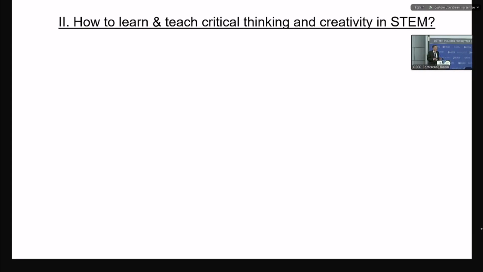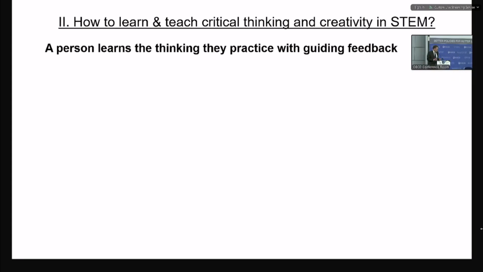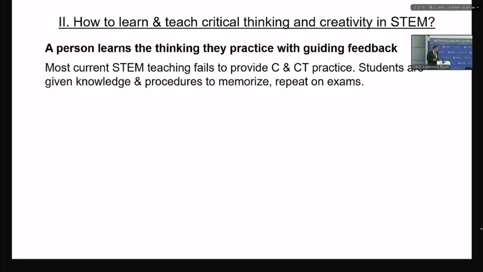So how do you actually go about teaching these things? Well, the first and most important principle of this is the idea that people learn the thinking that they practice with some sort of guiding feedback. And so if we want them to learn creativity and critical thinking, they've got to actually be practicing doing that.